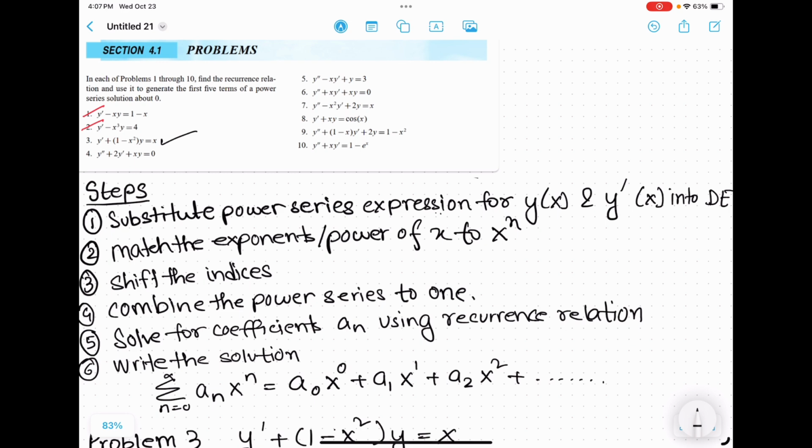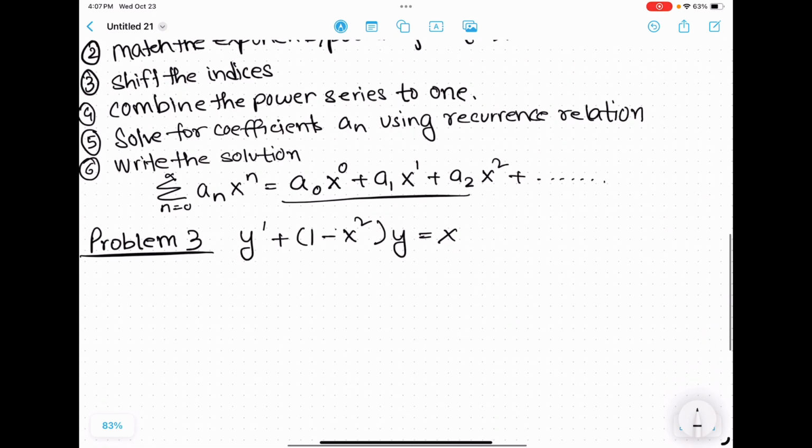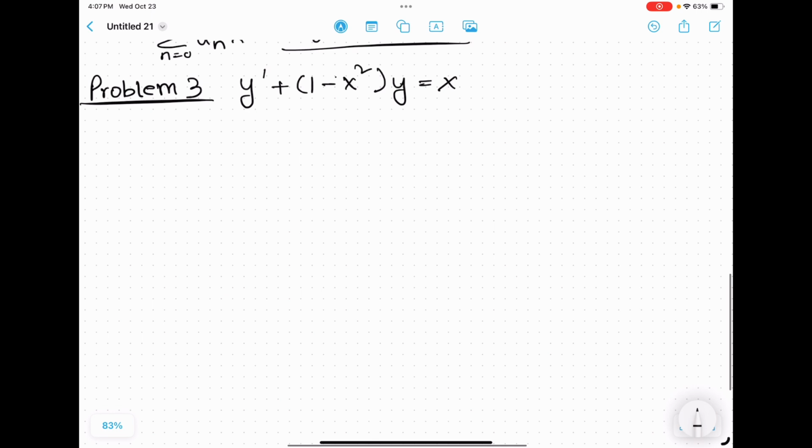And then finally, after determining those coefficients, we can write our final solution, which will be in this form right here. Okay, so these are the steps that we will follow for question number 3 here. Okay, all right, so let's now get into that. So this is my problem number 3, which I copied earlier. And now we'll try to find our solution.